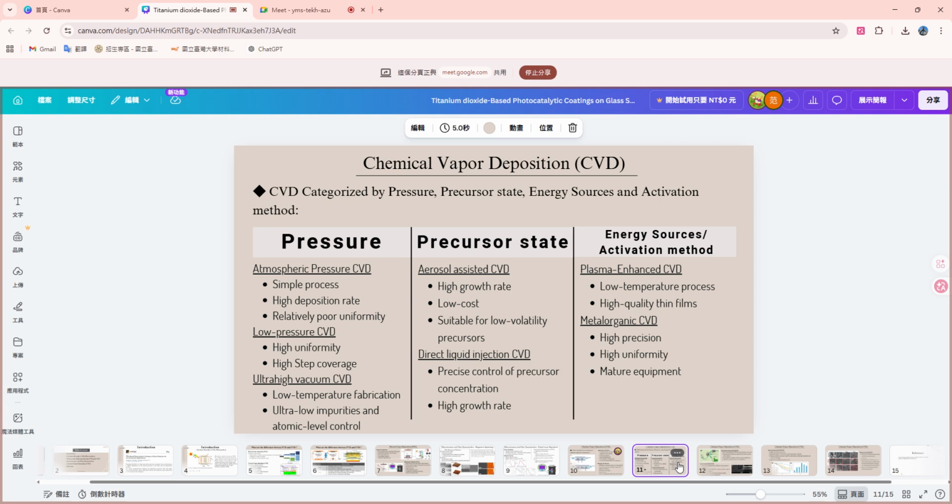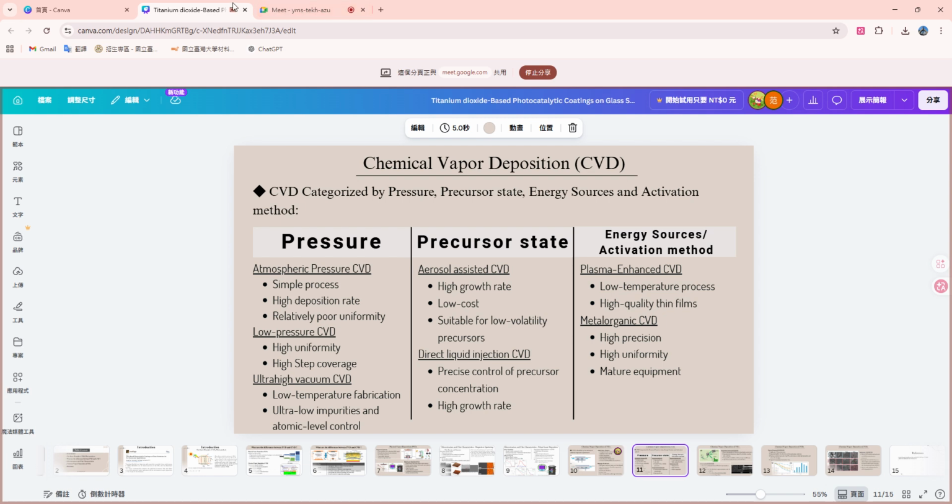CVD can be categorized by pressure, precursor state, energy source, and activation, categorized by operating phase. Atmospheric pressure CVD is the process conducted at or near standard atmosphere pressure. It offers advantages such as simple processing and a high deposition rate. However, it suffers from relatively poor uniformity.